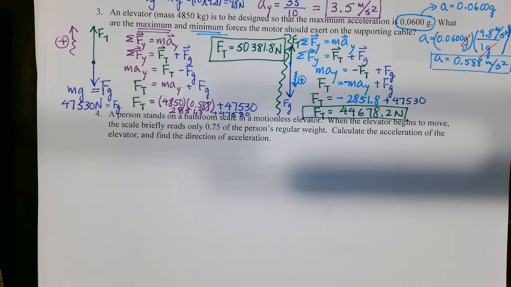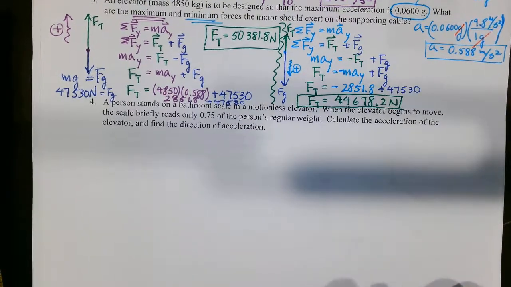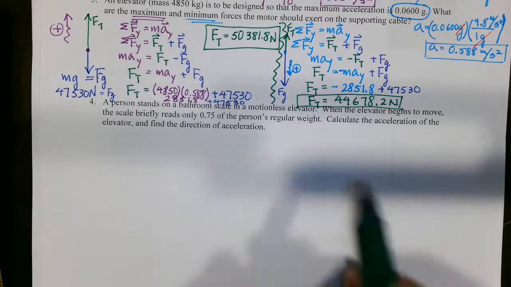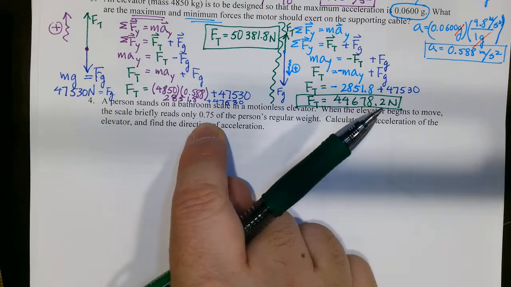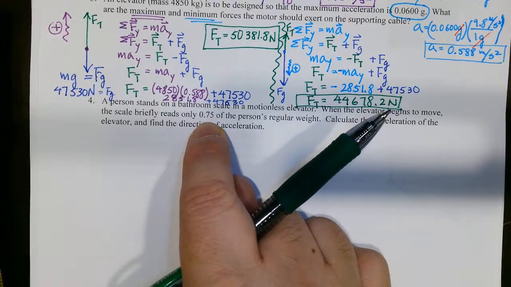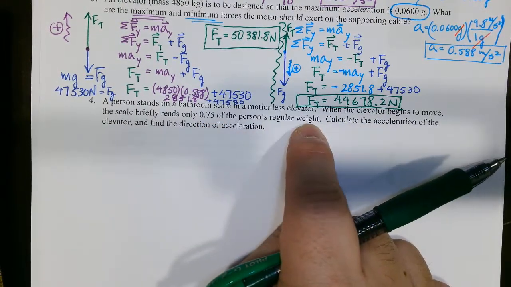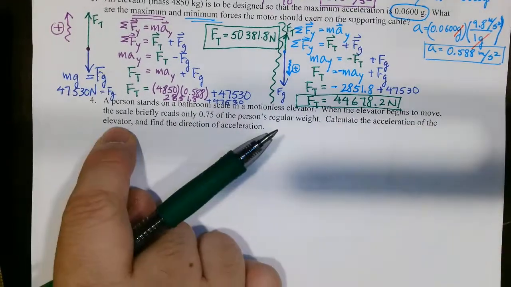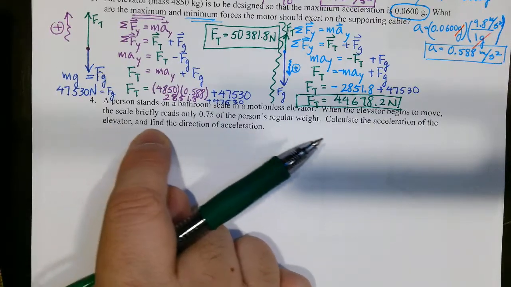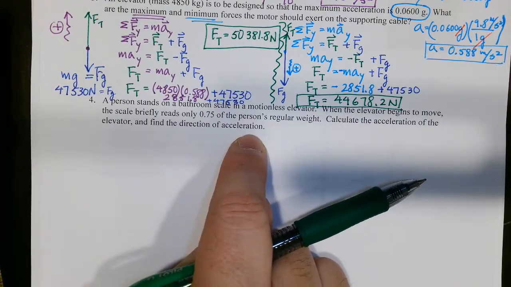Number 4 is a good problem. A person stands on a bathroom scale in a motionless elevator. When the elevator begins to move, the scale briefly reads only 0.75 of the person's regular weight. Calculate the acceleration of the elevator, and find the direction of acceleration.